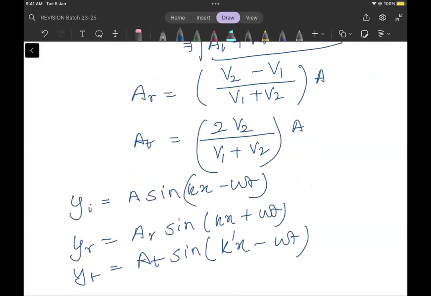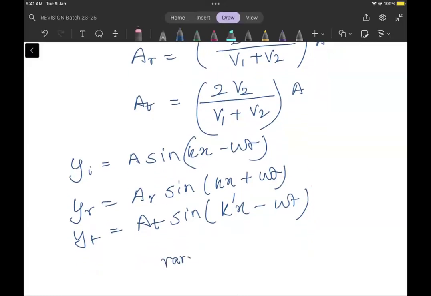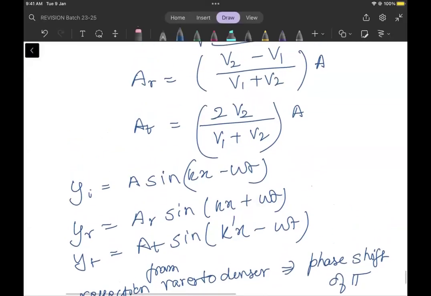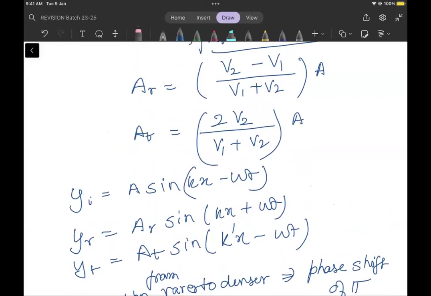Remember that the moment the wave has been transmitted, its velocity has changed, and since the frequency remains constant, its wave number will change. यहाँ पे केवल एक ही चीज ध्यान देना है, वो ये कि अगर वेव रेयरर टू डेंसर मीडियम में रिफ्लेक्ट हो रही है, सो reflection from rarer to denser medium results in a phase shift of pi, right? ये कहाँ से आ रहा है? ये ऊपर वाले एक्सप्रेशन से आप देखोगे, अगर v1 is greater than v2, then you get negative, AR की वैल्यू नेगेटिव हो जा रही है, that represents a phase shift of pi.